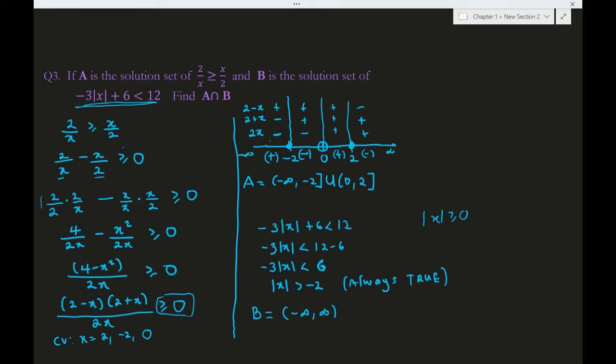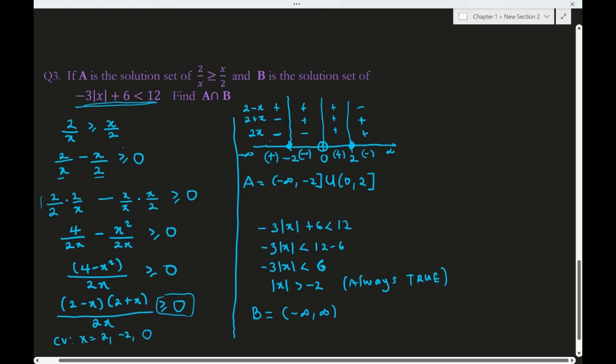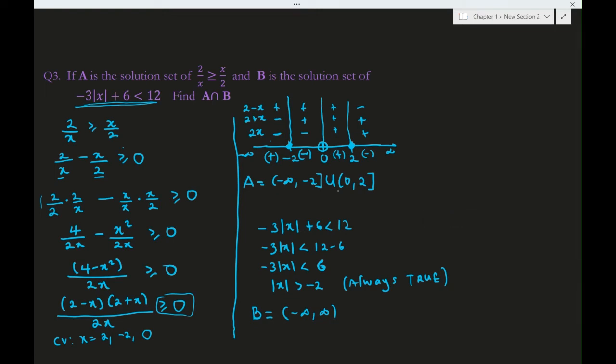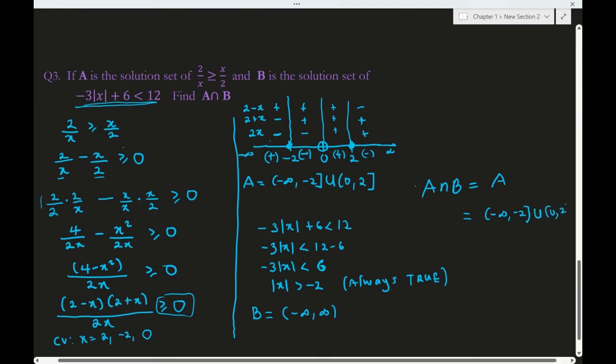So now we have both A and B. So we're going to find the intersection of A and B. Now, if you look at A, what is A? A is this. Definitely A is the smaller set, and B is the bigger set. So you can see that A intersection B is still going to be the smaller set, which is still going to be A. And this, it's simply minus infinity to minus 2 closed, union this. This is still closed.